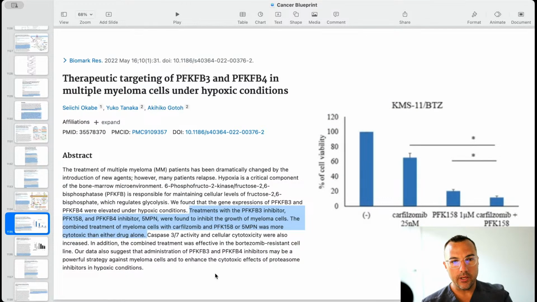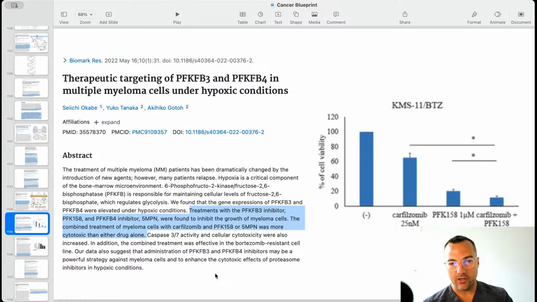The next paper is talking about PFKFB3 inhibition again, but in this case, we're looking at myeloma cells. This paper was published in May of 2022, therapeutic targeting of PFKFB3 and PFKFB4 in multiple myeloma cells under hypoxic conditions. And it says here, treatments with PFKFB3 inhibitor, PFK158, and PFKFB4 inhibitor, 5-MPN, were found to inhibit the growth of myeloma cells.